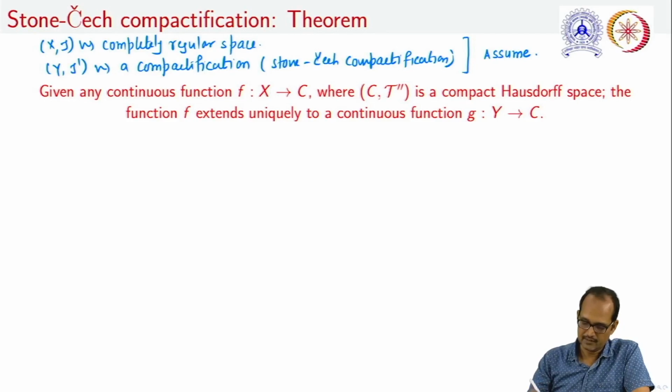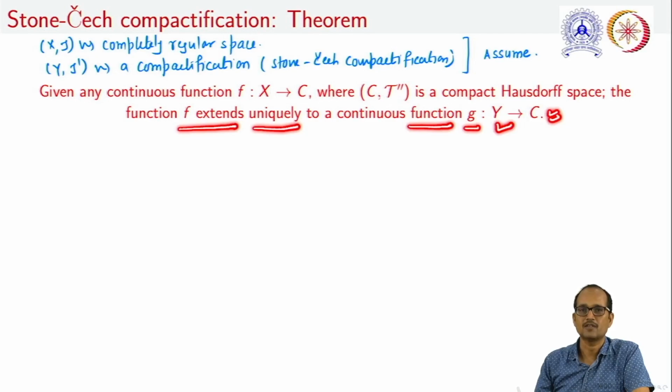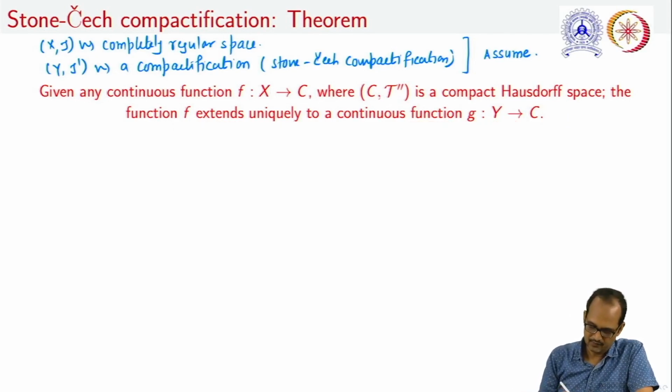Now what we can deduce is that if we have any continuous function f from X to C, where C, with this topology tau double dash, is a compact Hausdorff space, the function f extends uniquely to a continuous function g from Y to this compact Hausdorff space C. In order to prove it, let us begin with this space, that is C, tau double dash.